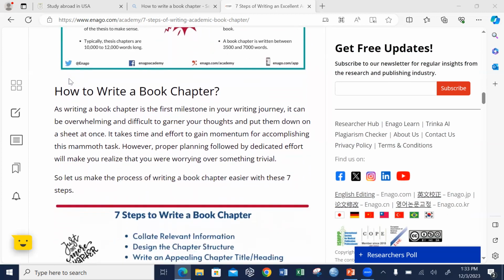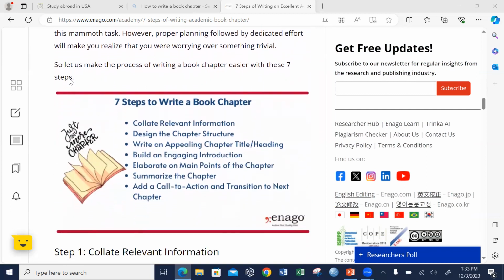How to write a book chapter. This is where the whole work goes in. There are 7 steps that were outlined by Enago Academy. Okay, the 7 steps to write a book chapter. 1, you need to collect relevant information.